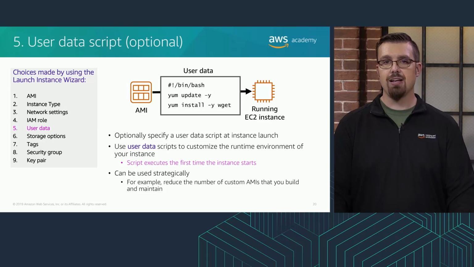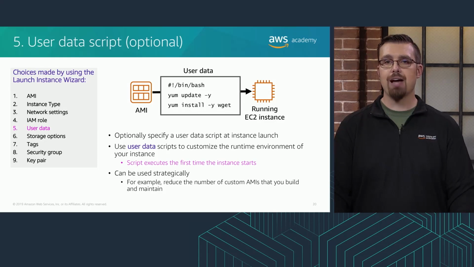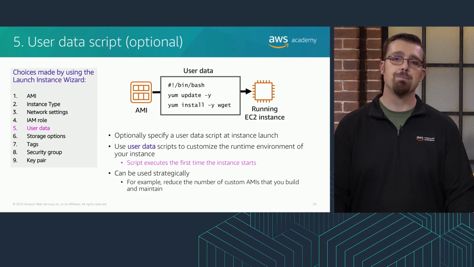The first line indicates that the script should be run by the bash shell. The second line invokes the yum utility, which is commonly used in many Linux distributions to retrieve software from an online repository and install it. The command tells yum to update all installed packages to the latest versions. Line 3 indicates that the wget utility should be installed. Wget is a common utility for downloading files from the web.